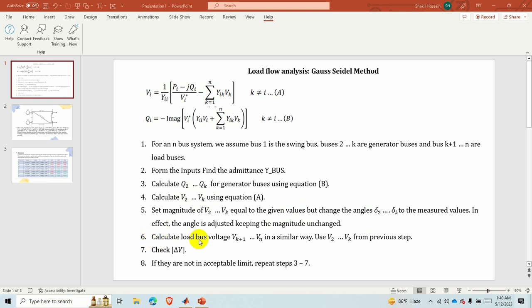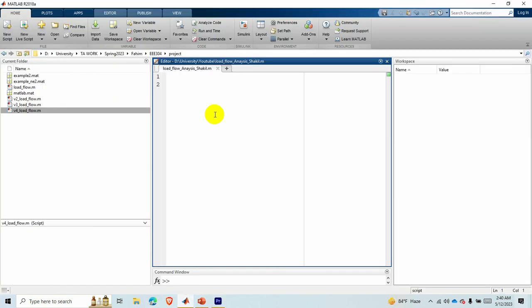After that we will calculate the bus voltage for the load buses using the same equation, and we will check the del V. If the del V is not within the accepted limit, then we will repeat. Now I'm going to open MATLAB and start coding.